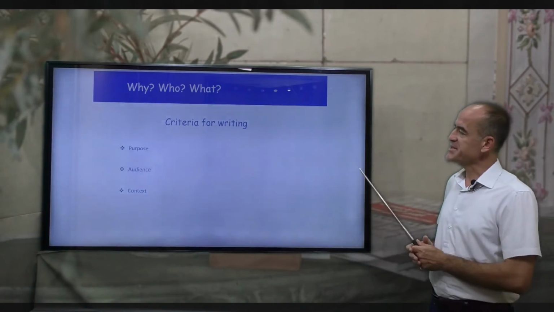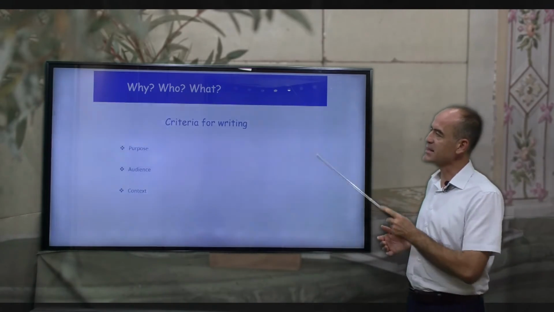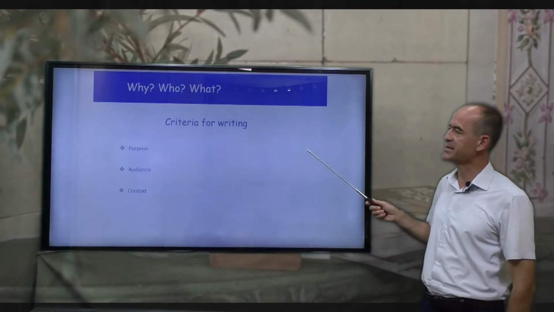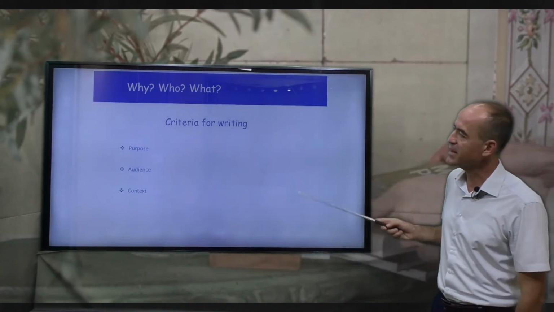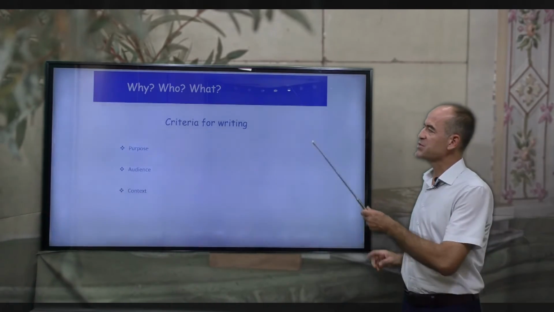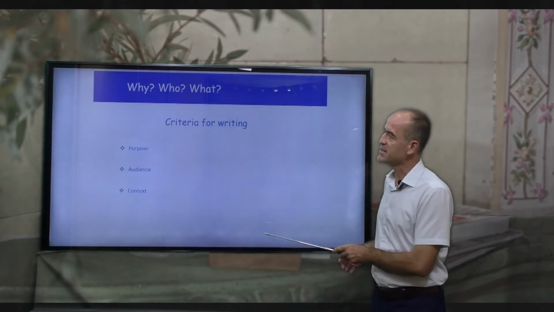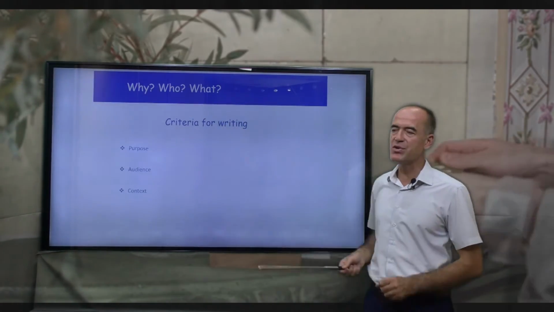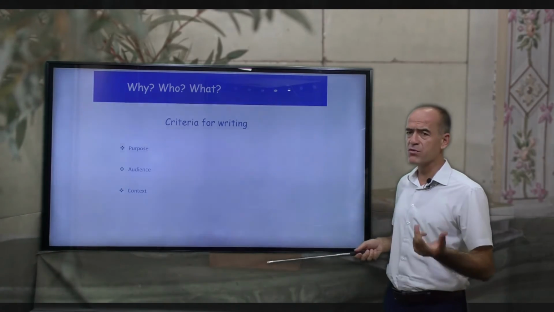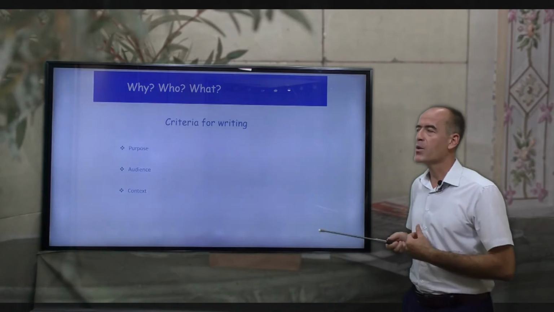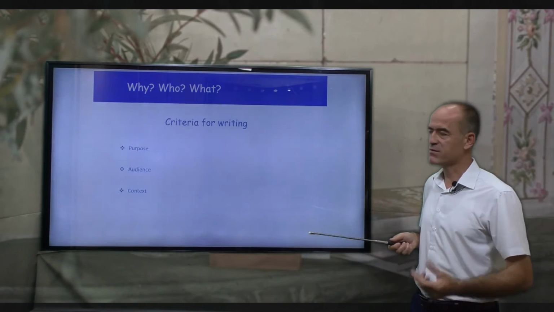And besides that, when doing process writing, we should take into account some criteria for writing, which are purpose, audience, context. It means that before writing, students should have a purpose. They should know why they are doing this piece of writing. It's very important. Without purpose, their writing will not be so interesting or motivating for them.